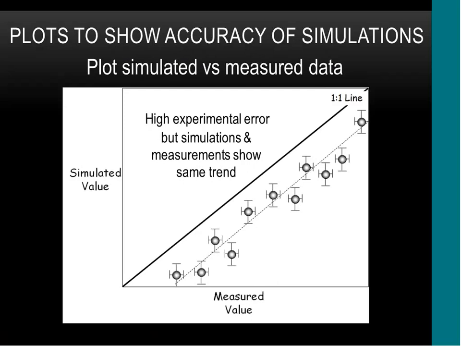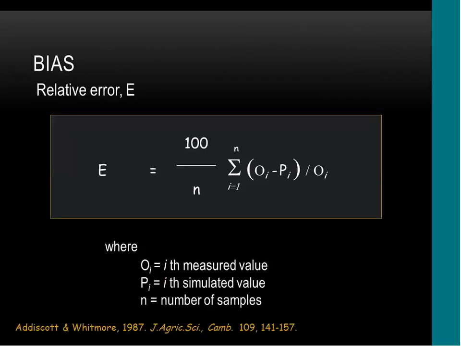Okay? So the measurements here are showing the same trends, but we've got high experimental error. And there's this systematic shift. So we want to know if that bias is significant. So we can use something like the relative error here.